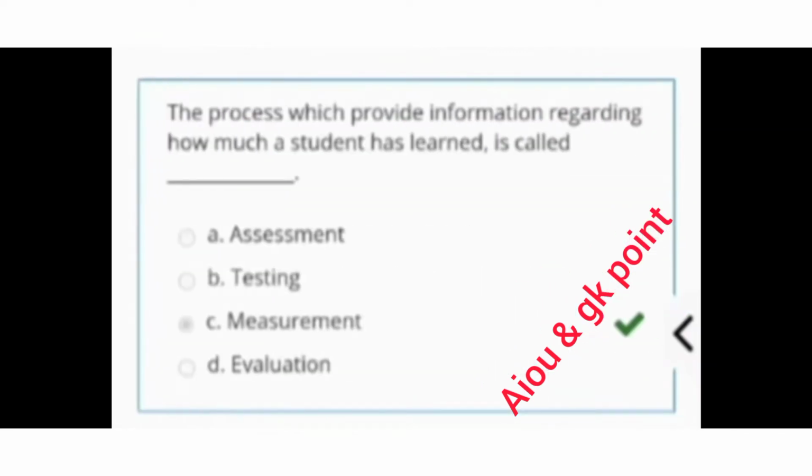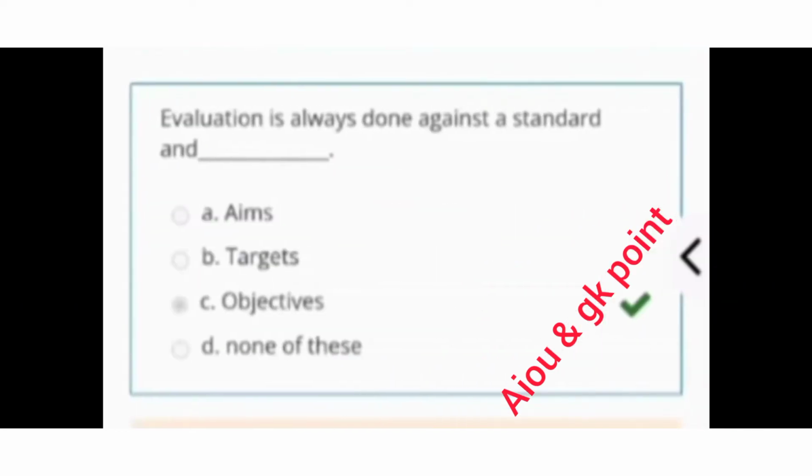The process which provides information regarding how much a student has learned is called dash. Correct option C. Measurement. Evaluation is always done against a standard and dash. Correct option C. Objectives.